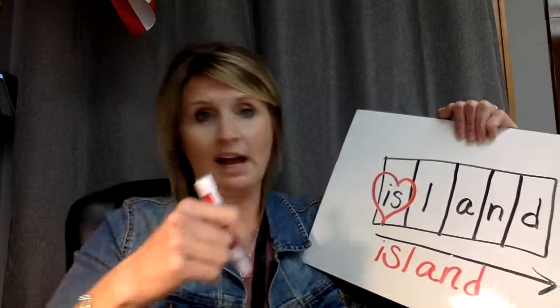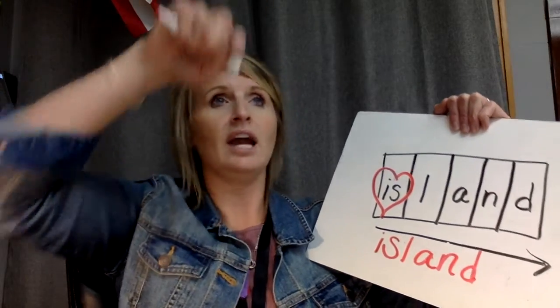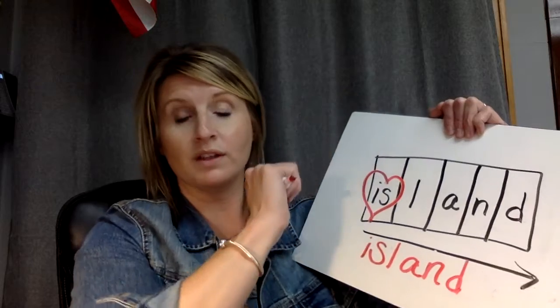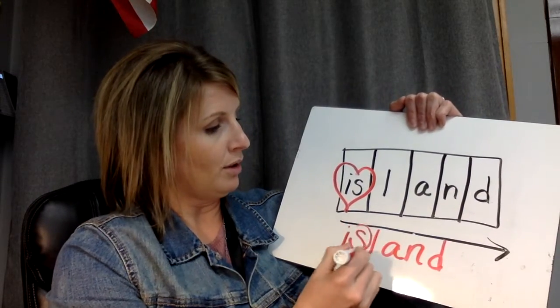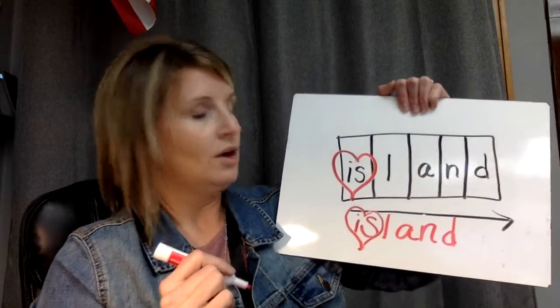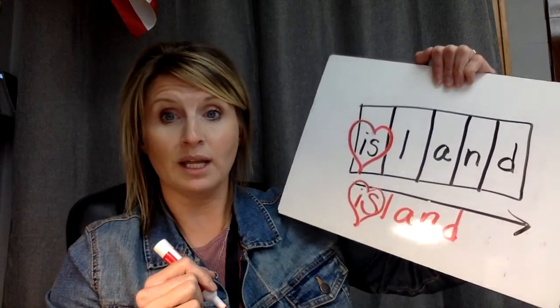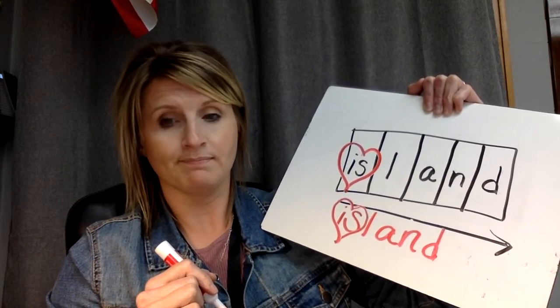At this point, you could have them write it. You could have them write it in the air. You could have them spell it really quick. But we would put this up on a word wall, and you can even put the heart part around it so that they know that there is an irregular spelling in that word.